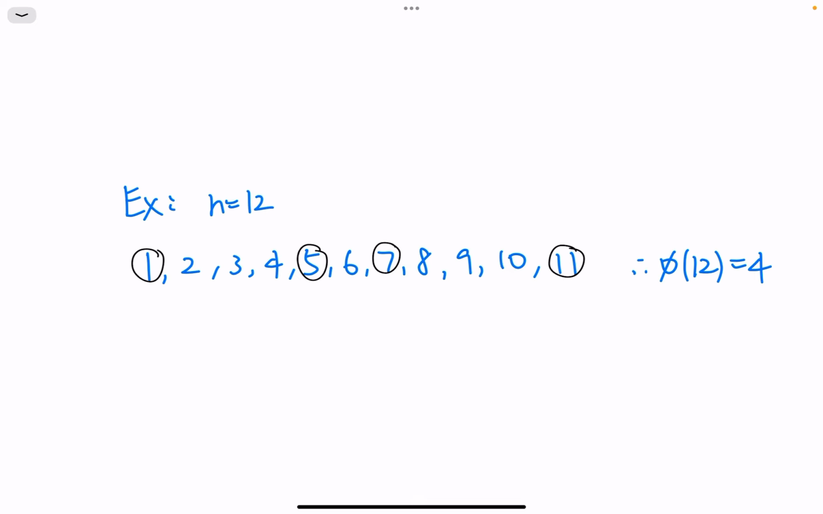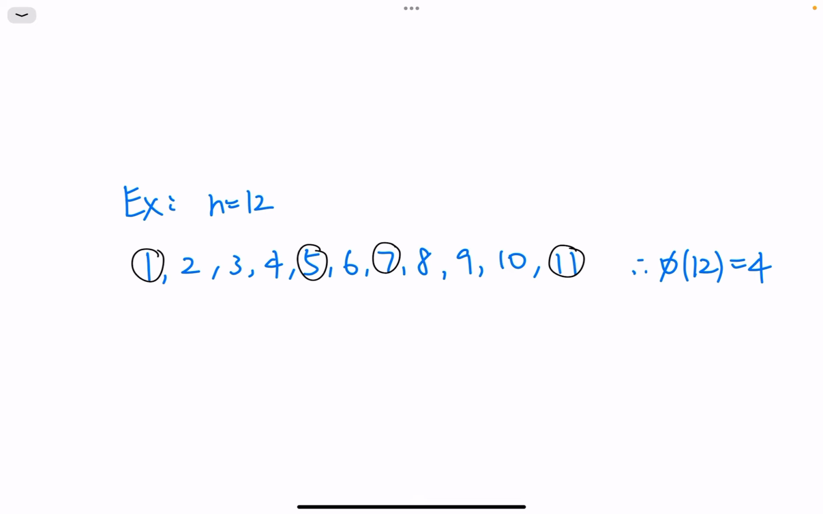5 and 12 are relatively prime, so we circle it. And it goes on. We see that 7 and 11 in this case are also relatively prime to 12. And we see there are 4 numbers relatively prime to 12. So phi 12 is equal to 4.